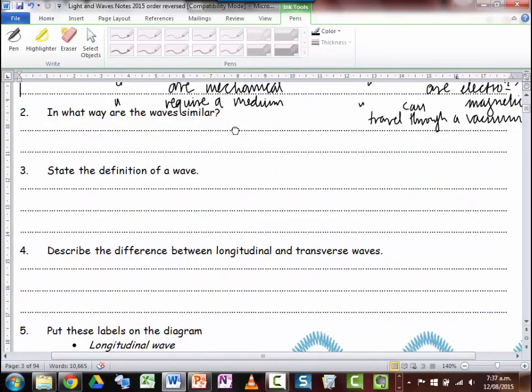In what way are the waves similar? Okay. The key here is that both of them are actually waves, and so they both do what waves do, which is both transmit energy without transfer of matter.